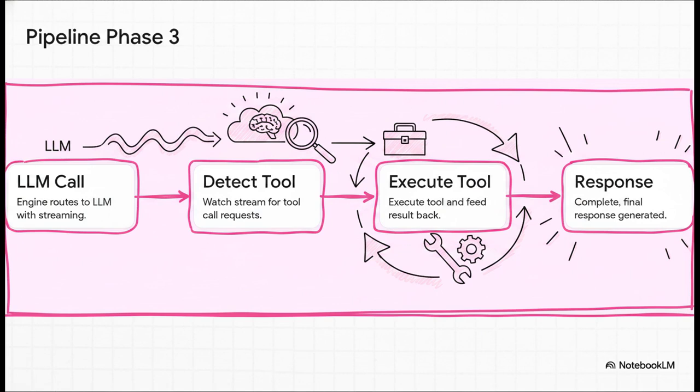Now, as the data streams back, the pipeline is actively watching. Did the AI ask to use a tool? If yes, it pauses the final output, executes the tool, feeds the result back to the AI, and just loops this process until a complete final response is ready.